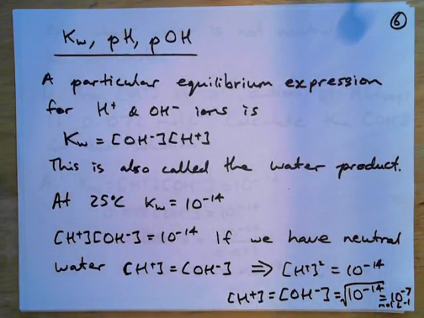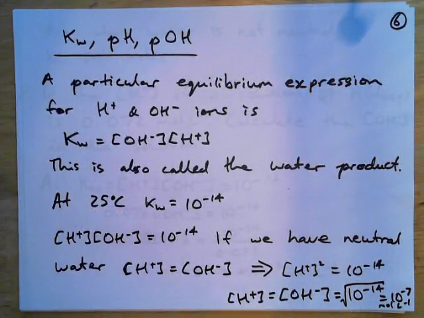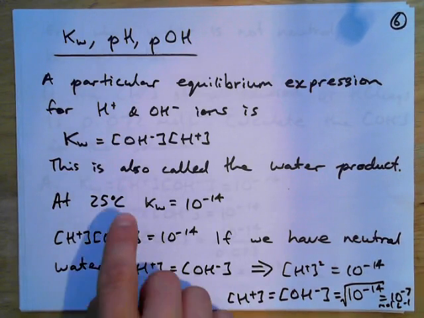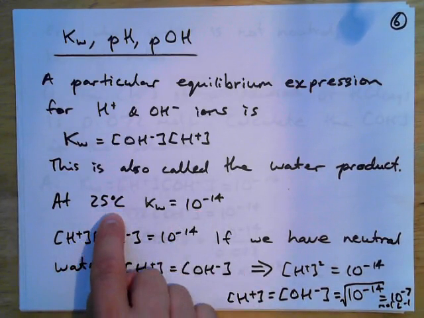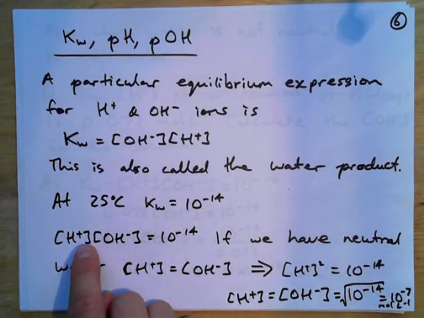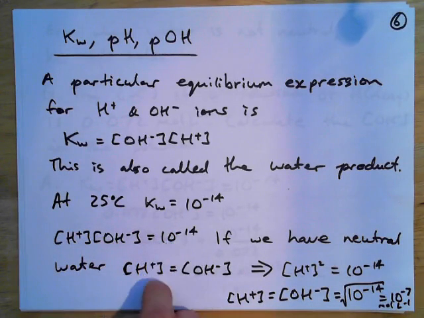Okay, let's now have a look at Kw, pH, and pOH. A particular equilibrium expression for H+ and OH- ions is this water product, Kw. Kw is equal to 10 to the minus 14 at 25 degrees Celsius. So H+ times the OH-, so protons times hydroxide, is 10 to the minus 14.